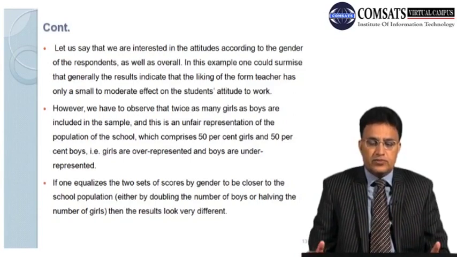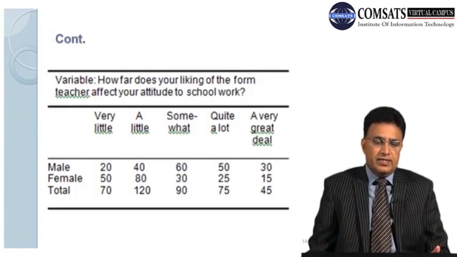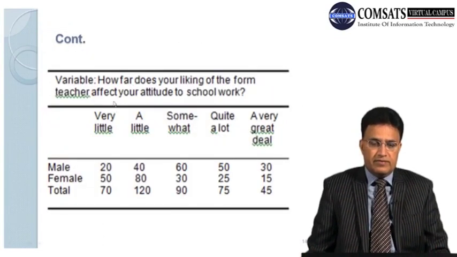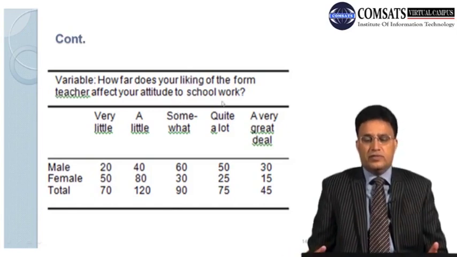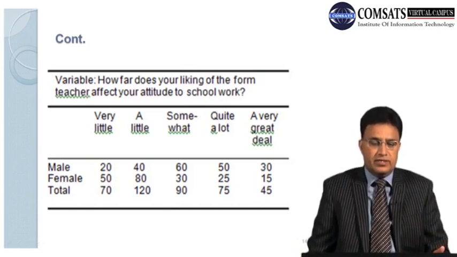If one adjusts the two sets of scores by gender to be closer to the school population, either by doubling the number of boys or halving the number of girls, then the results look very different. Now look how the result would be different in this slide. The same question: how far does your liking of the form teacher affect your attitude to schoolwork? So very little is 20, male.